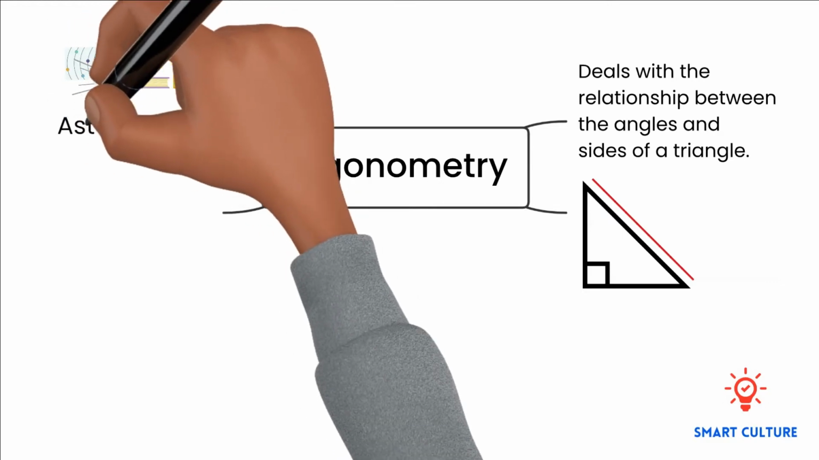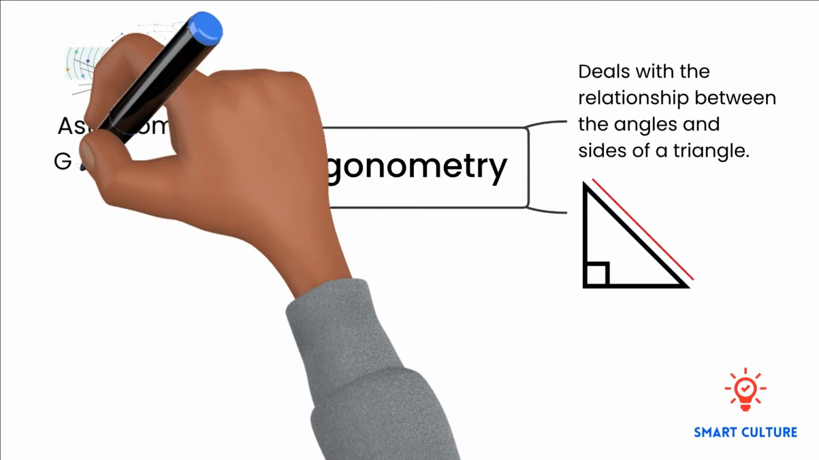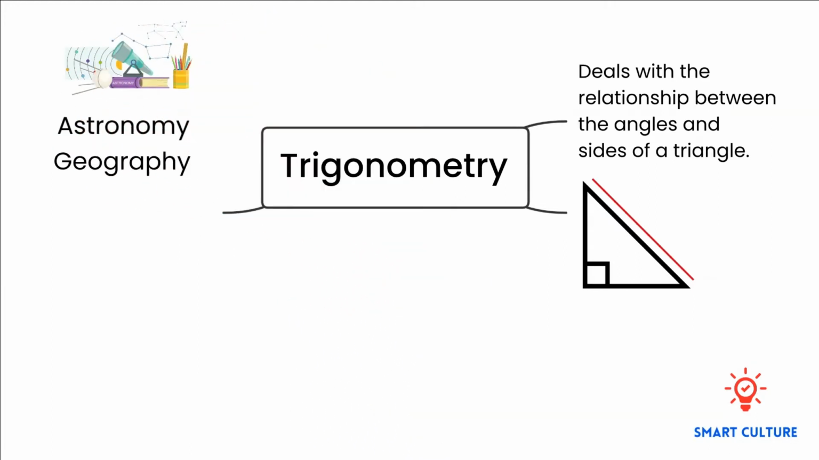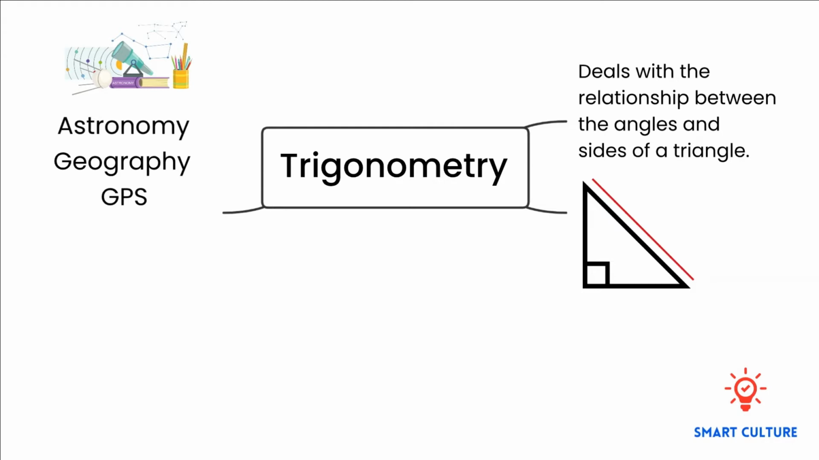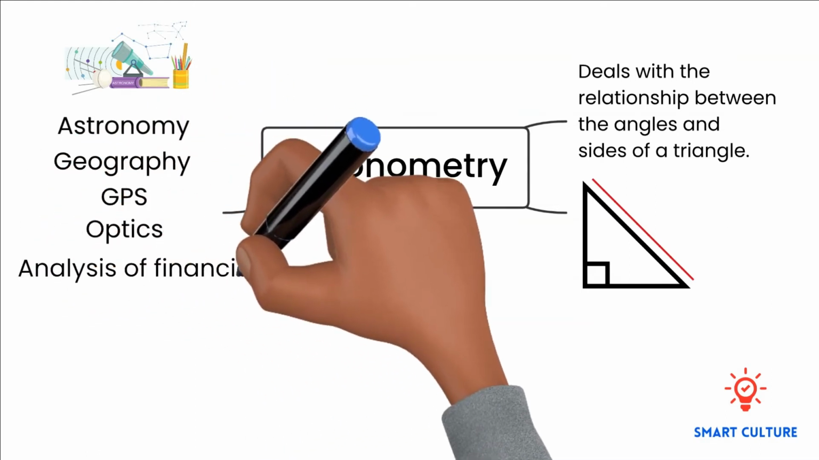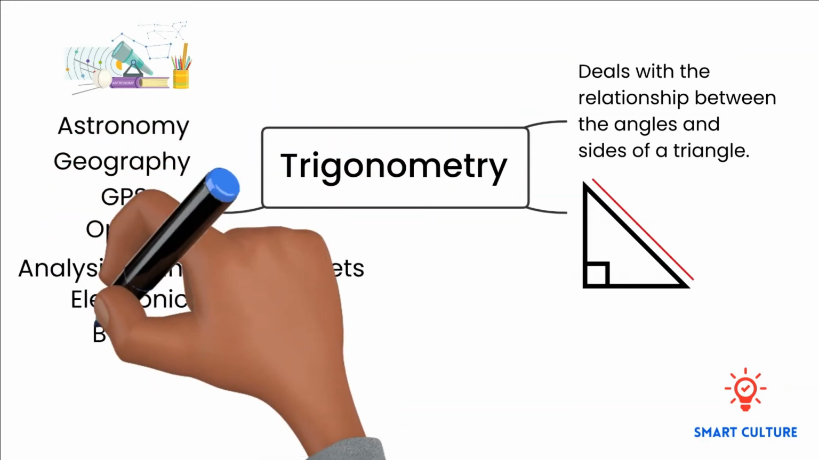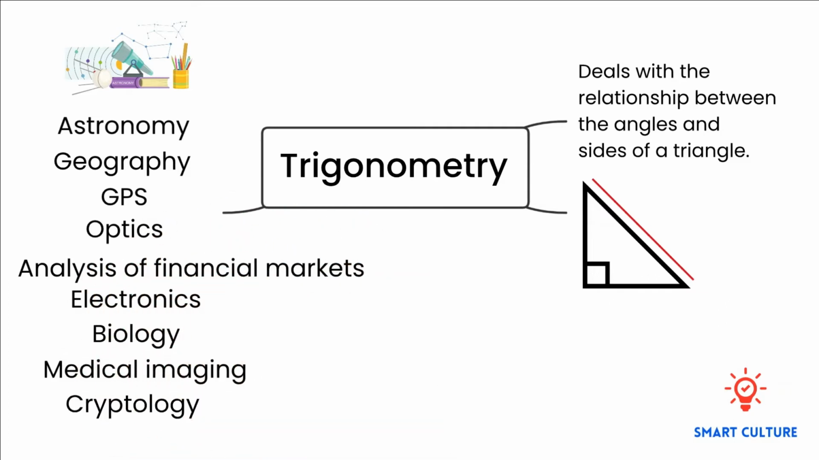Trigonometry is used in astronomy to measure the distances to nearby stars. It is also used in geography to measure distances between landmarks and also in satellite navigation systems. GPS, global positioning systems, would not be possible without trigonometry. Other fields such as optics, analysis of financial markets, electronics, biology, medical imaging, and cryptology also make use of trigonometry. Isn't that interesting?